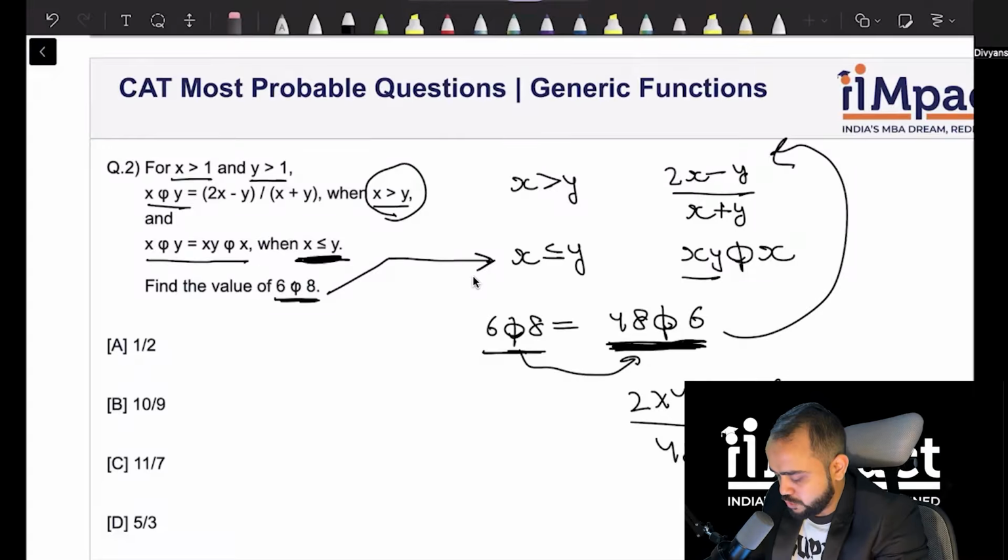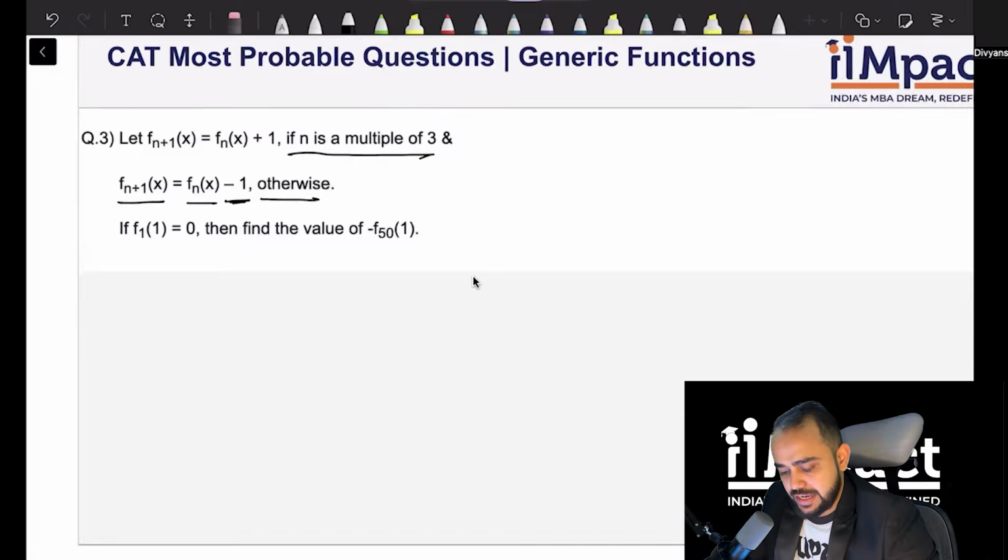All right, moving on. So f of n plus 1 x is equal to f of n x plus 1 if n is a multiple of 3, and f of n plus 1 x is equal to f n x minus 1 otherwise. So let me just jot this result down neatly. Now obviously x is not something which we are playing at. They have given me f1 of 1 equal to 0, and they're asking me for f1 of 50. So I don't really need to write my x here.